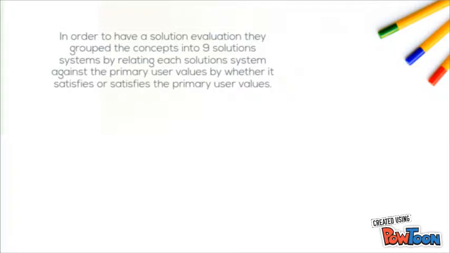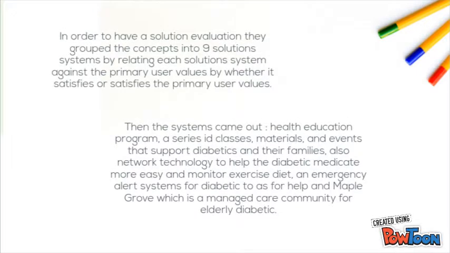In order to have solutions, they created 9 solution systems by relating each one of them against the primary user values. Then the systems came out. Health education programs, a series of classes, materials, and all those kinds of events.